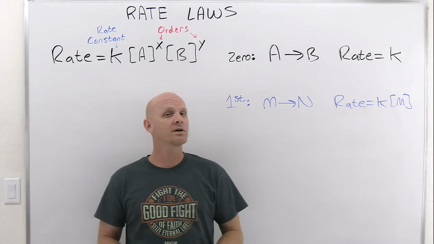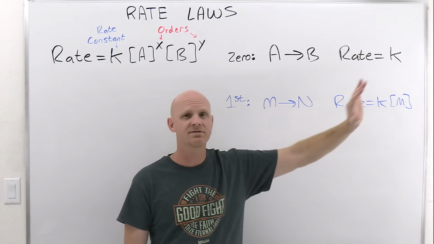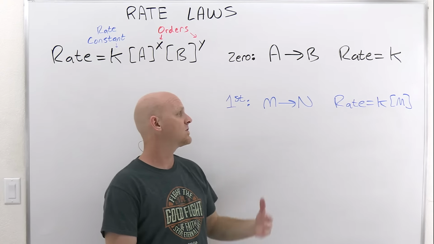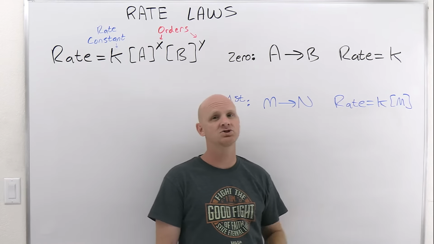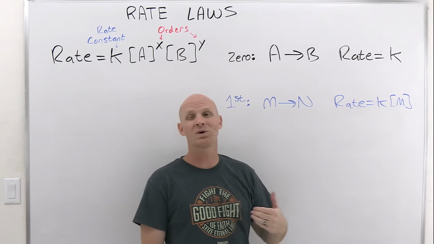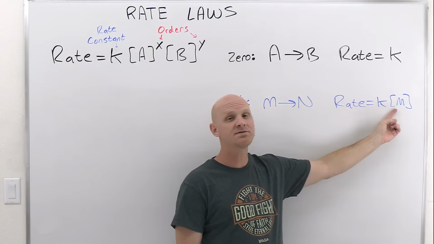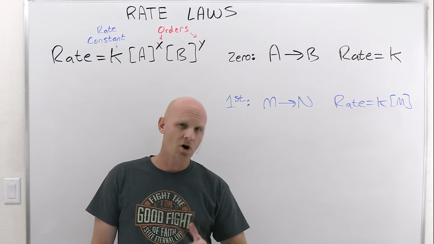This is the hallmark of a first order reactant, in contrast to the 0 order where the concentration of that reactant doesn't affect the rate at all. Here with a first order, the rate of the reaction is proportional to that concentration. You double the concentration of M, the rate doubles. You triple the concentration of M, the rate triples. You increase the concentration of M by a factor of 10, the rate goes up by a factor of 10. That is the hallmark again of first order.